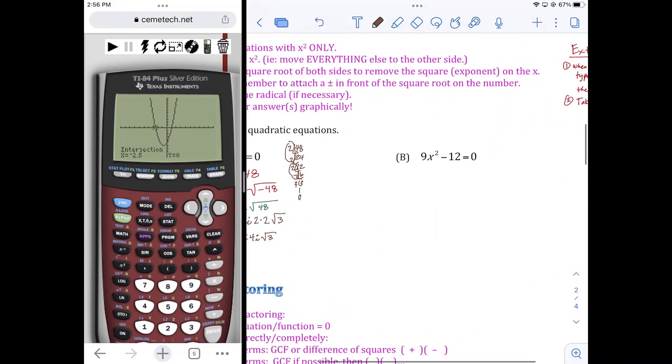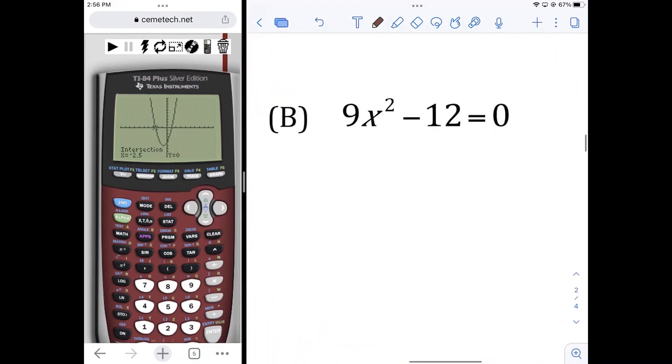Okay. Let's try this one. 9x squared minus 12 equals 0. It's equal to 0 for us. That's kind of nice. That's kind of handy. But you know what? It's not what we want it to be. We want it to be x squared equals something.